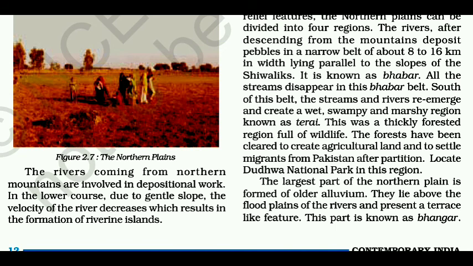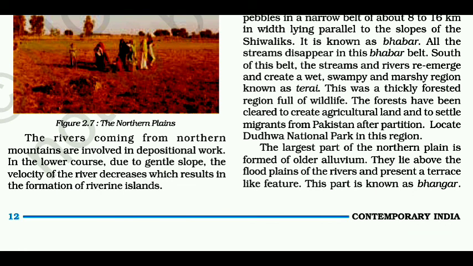South of this belt, the streams and rivers re-emerge and create a wet, swampy and marshy region known as Terai. This was a thickly forested region full of wildlife. The forests have been cleared to create agricultural land and to settle migrants from Pakistan after partition. Locate Dudhwa National Park in this region.